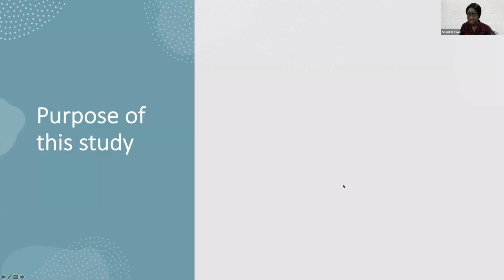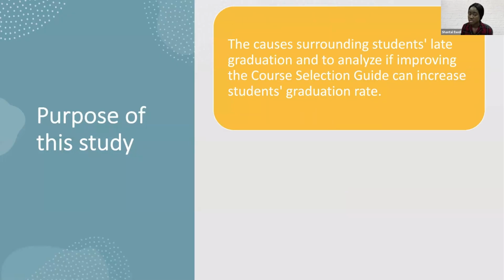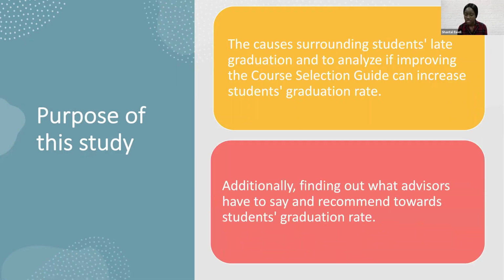So with that being said, the purpose of this study is finding out why students graduate late and see if improving the course selection guide can increase it by some percentage. And also finding out what advisors have to say and recommend towards students' graduation rate.